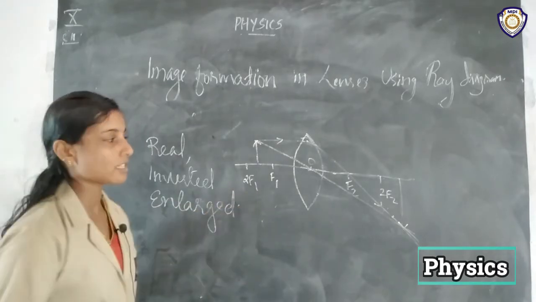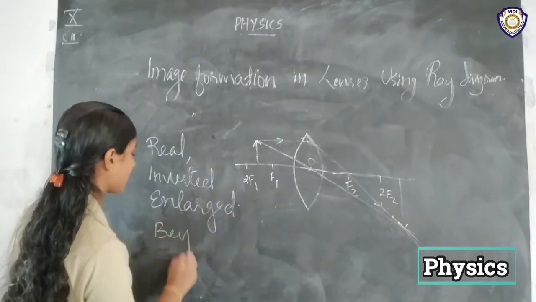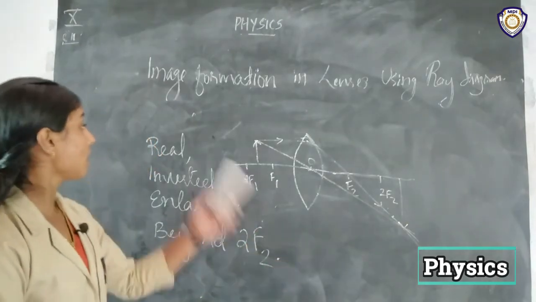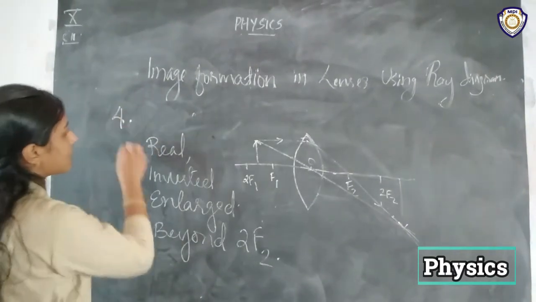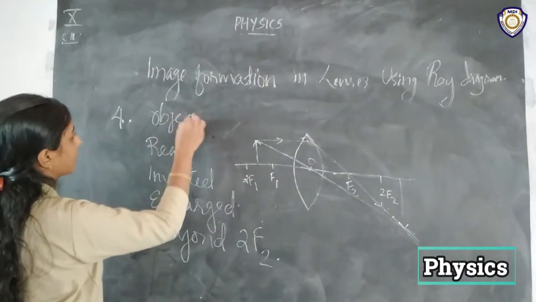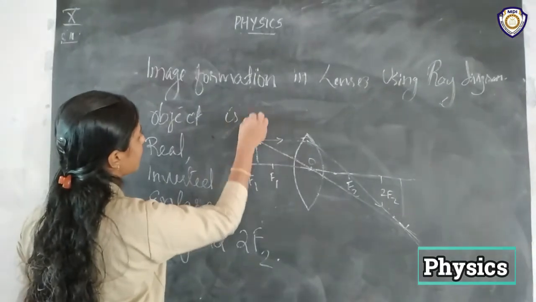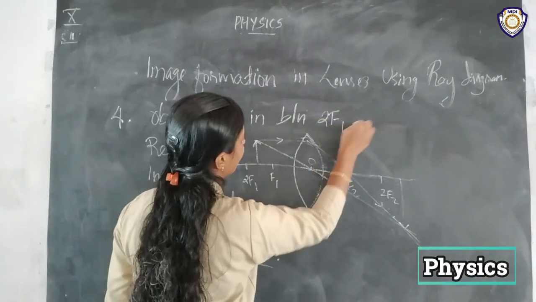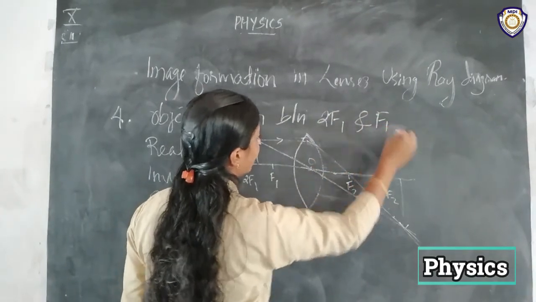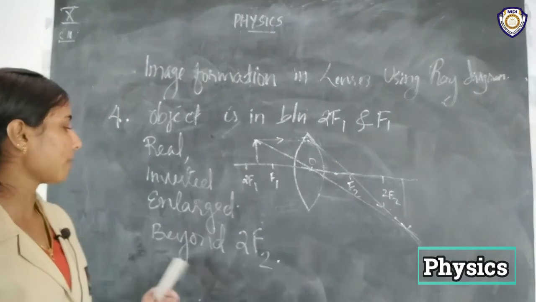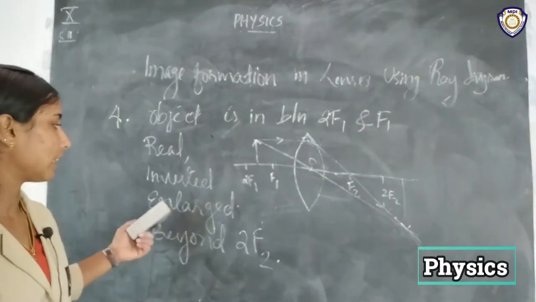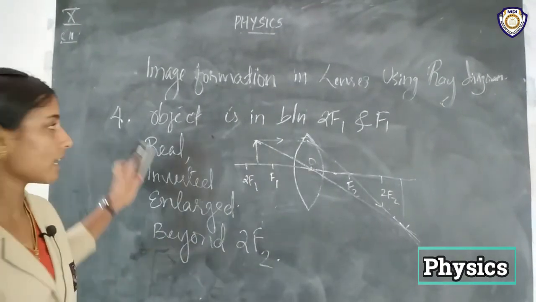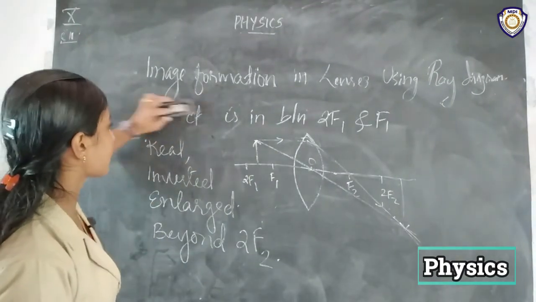Enlarged. And where is it formed? It is formed beyond 2F2, right? So that is the fourth case. That is, the object is in between 2F1 and F1. Okay, so the image is formed beyond 2F2 and the size of the image is greater than that of the object, and it is a real and inverted image, right? So that is the fourth case.